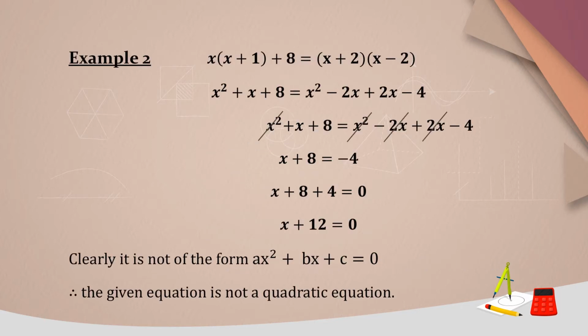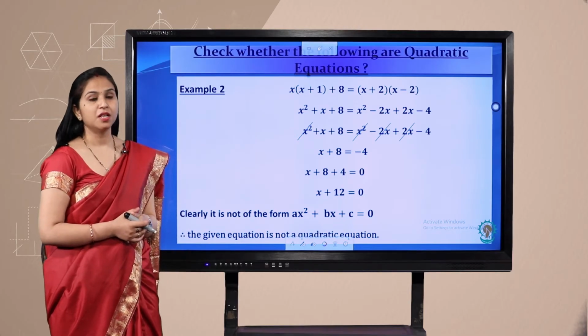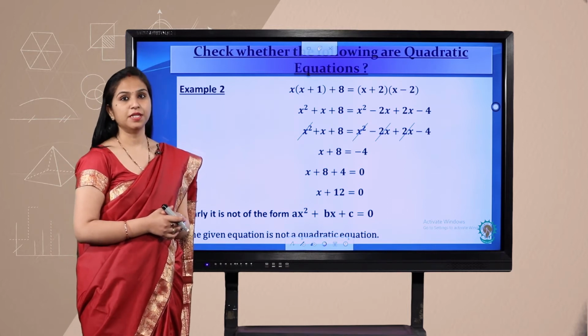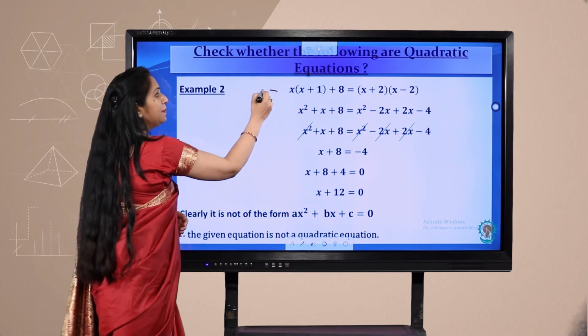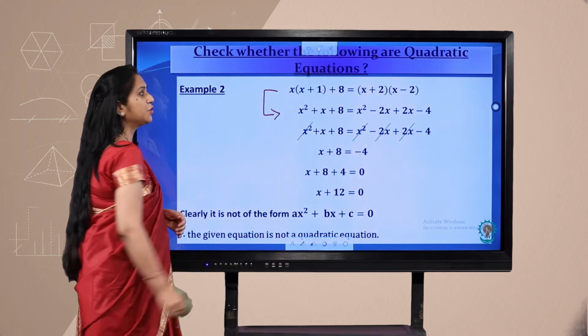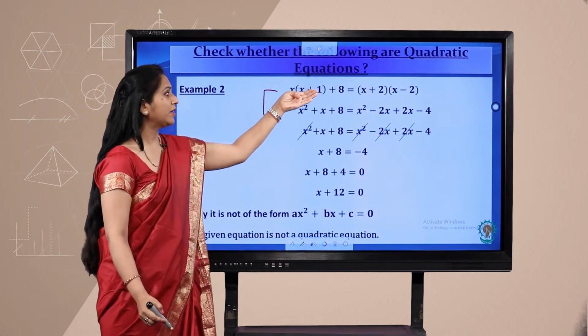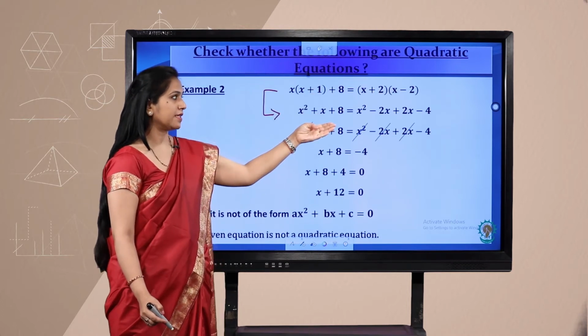So, let us understand one more example. Here, the example is x(x + 1) + 8 = (x + 2)(x − 2). Again, start finding the product on both sides. When you multiply the first bracket, you will get x into x gives x², x into 1 gives x, and plus 8.